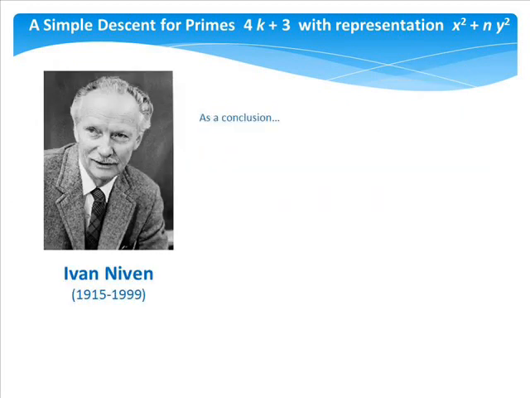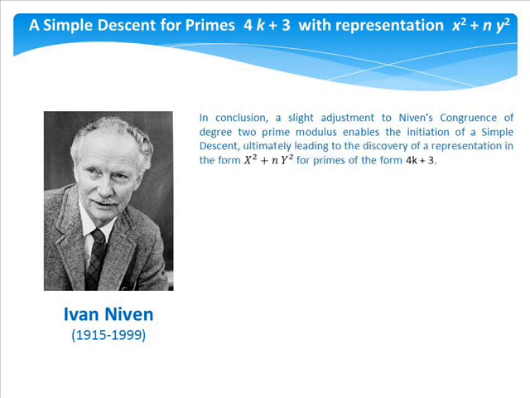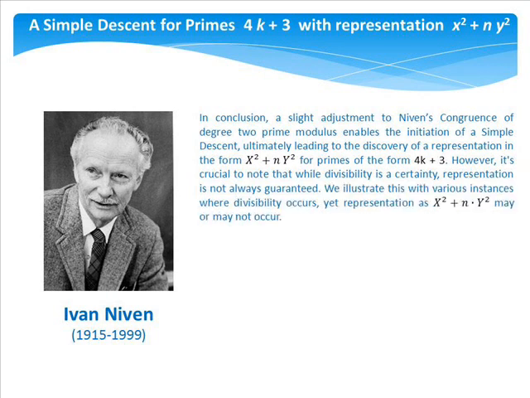To end section 10, let's highlight a few key conclusions. A slight adjustment to Nevin's congruence of degree 2 prime modulus enables the initiation of a simple descent, ultimately leading to the discovery of a representation in the form x squared plus n times y squared for primes of the form 4k plus 3. However, it's crucial to note that while divisibility is a certainty, representation is not always guaranteed. We illustrate this with various instances where divisibility occurs, yet representation may or may not occur.